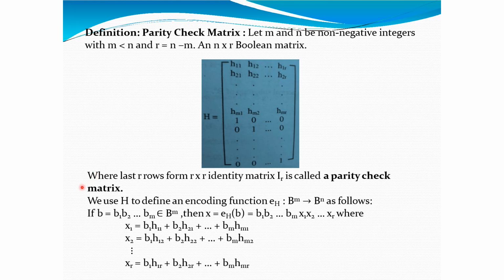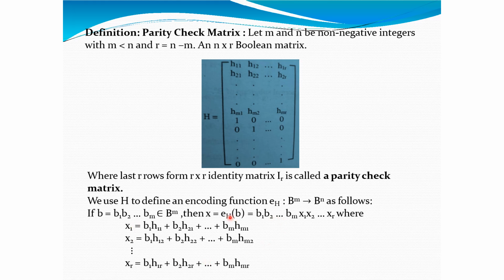Now we use H to define an encoding function EH from Bm to Bn as follows. Every element of Bm is an m tuple and every element of Bn is an n tuple. If b equal to b1, b2, ..., bm is an element of Bm, then x equal to EH of b we define as b1, b2, ..., bm, x1, x2, ..., xr. The first m tuple b1, b2, ..., bm remains the same, and additionally there is x1, x2, ..., xr, which we have to calculate by using these equations.